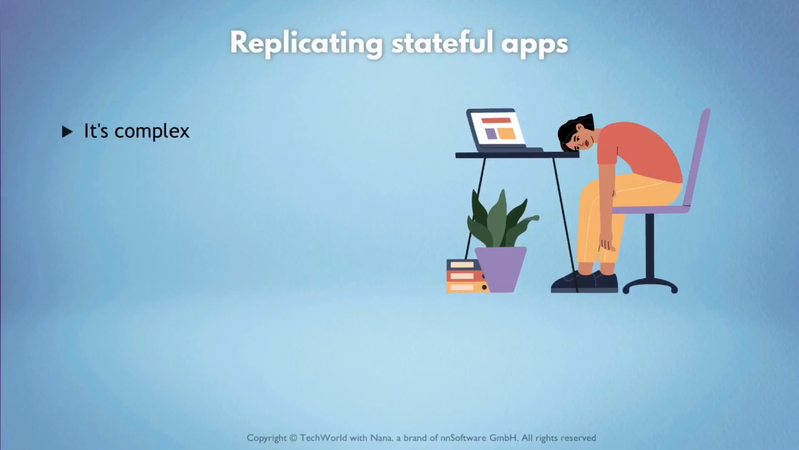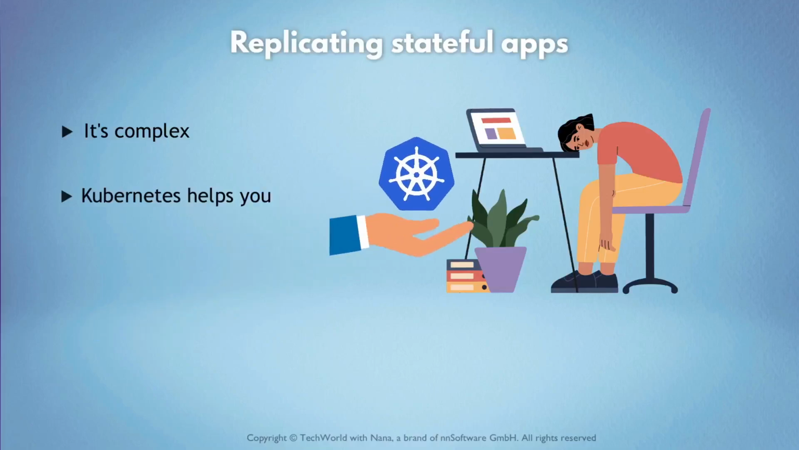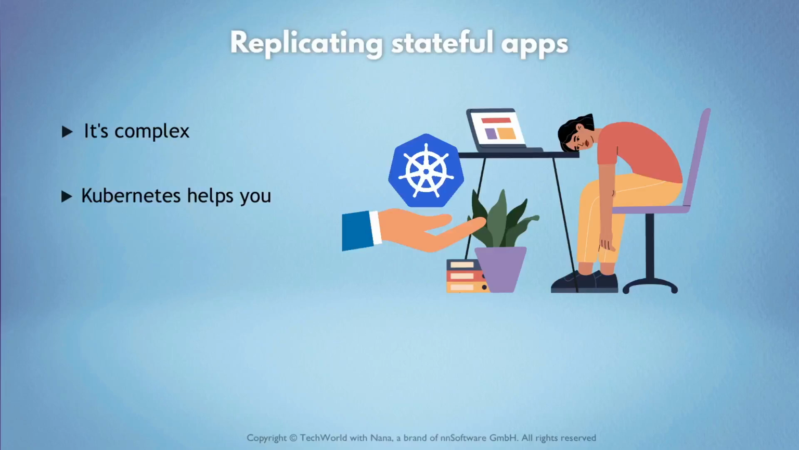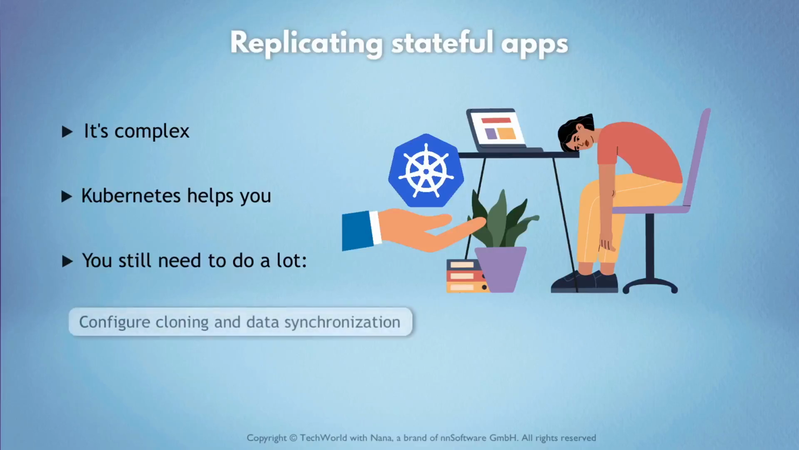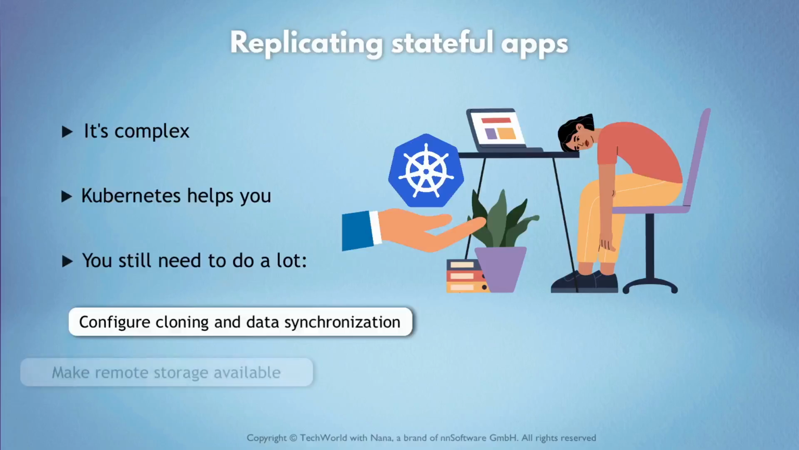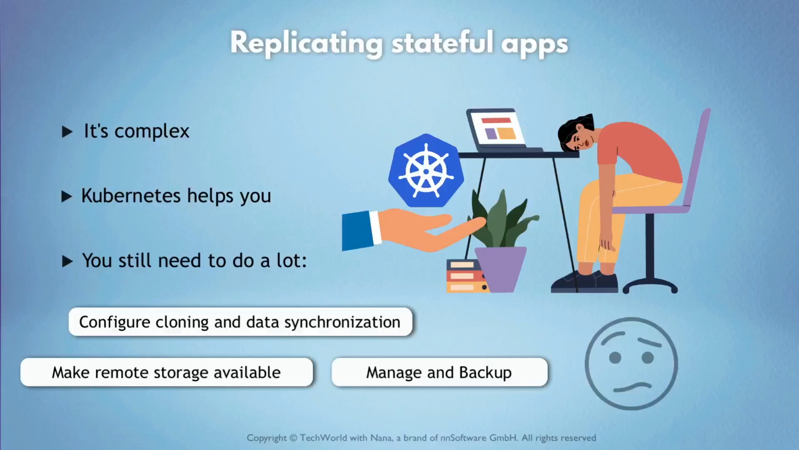And finally, I want to mention an important point here. As you see, replicating stateful apps like databases with persistent storage requires a complex mechanism. And Kubernetes helps you and supports you to set this whole thing up, but you still need to do a lot by yourself, where Kubernetes doesn't actually provide you out-of-the-box solutions. For example, you need to configure the cloning and data synchronization inside the StatefulSet and also make the remote storage available, as well as take care of managing and backing it up. All of this you have to do yourself.